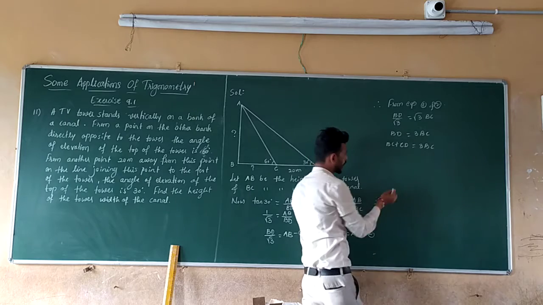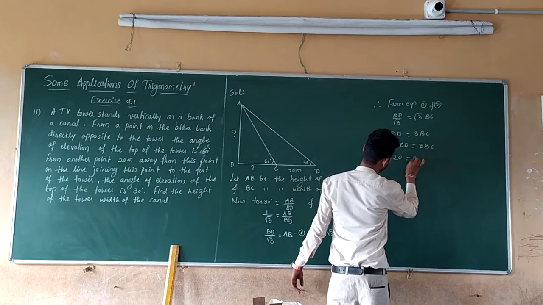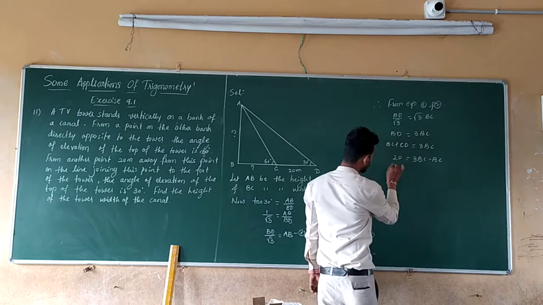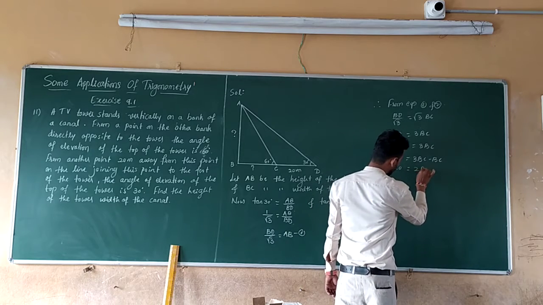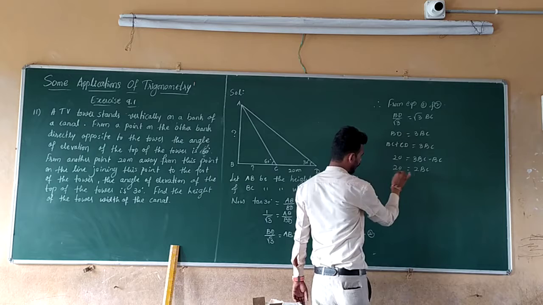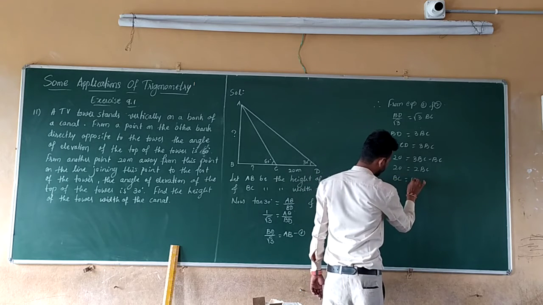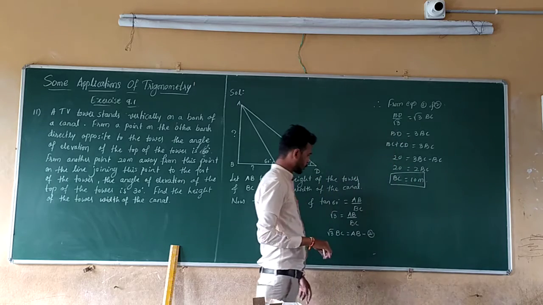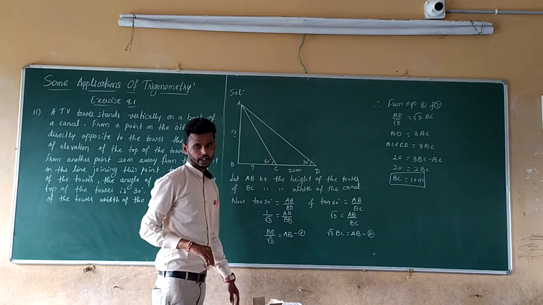So take BC to the RHS. CD is how much? 20. So 20 is equal to 3BC minus BC. How much will you get? 2BC. So take 2 to the LHS, that will become division. Therefore BC is equal to 20 by 2, which is 10 meters. So the width of the canal is 10 meter. BC equals 10 meter.